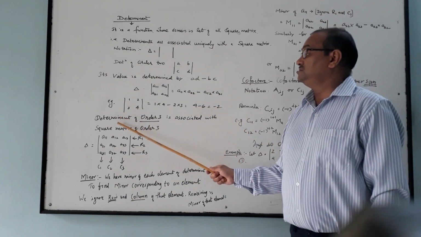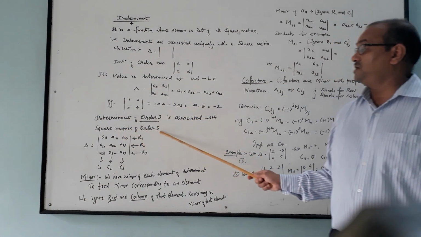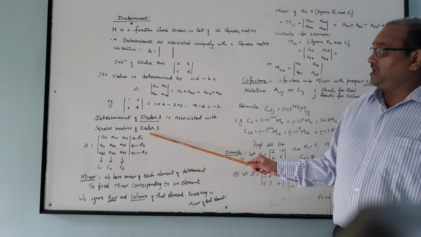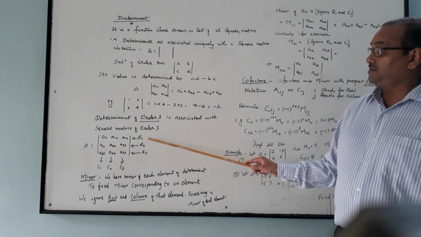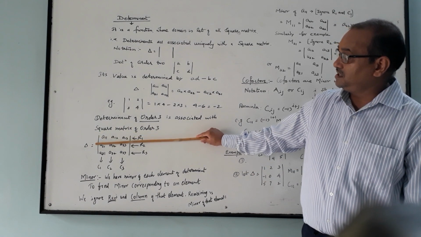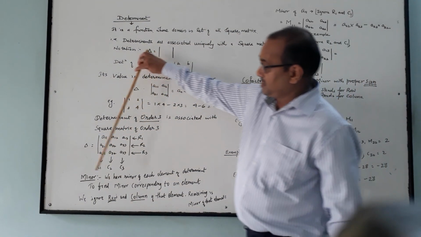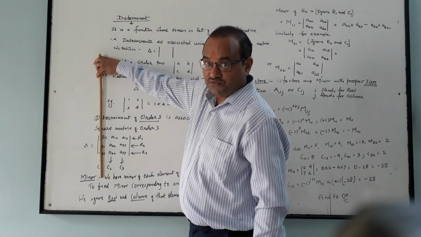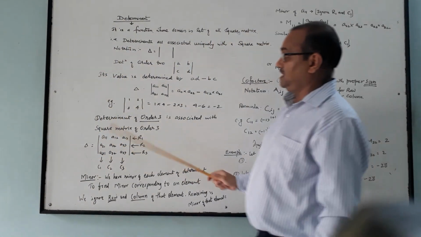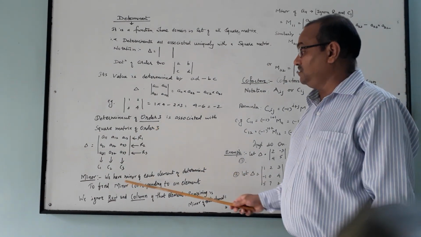Now we come to the determinant of order 3. It is associated with the square matrix of order 3. A square matrix of order 3 will have 3 rows, R1, R2 and R3. The horizontal elements, these elements are forming R1, these R2, these R3, the third row. These 3 elements are forming the first column, these the second column, these the third column. So we have 3 rows and 3 columns, which is a square matrix of order 3.